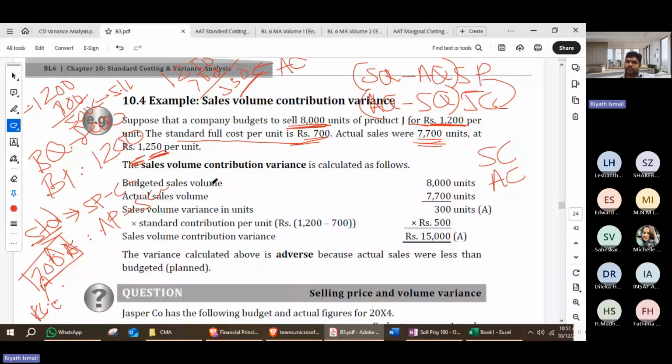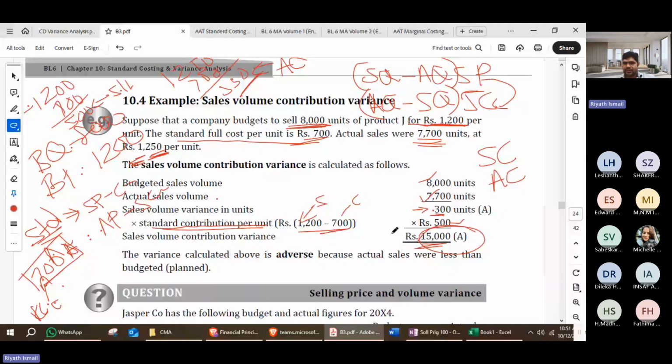Let's see. Budgeted sales volume is 8,000. Actual sales volume is 7,700. Therefore the difference in sales units is 300. And here they have taken the standard contribution per unit. How do we find it? Standard selling price minus standard cost equals 500. So 300 into 500, 150,000 adverse.